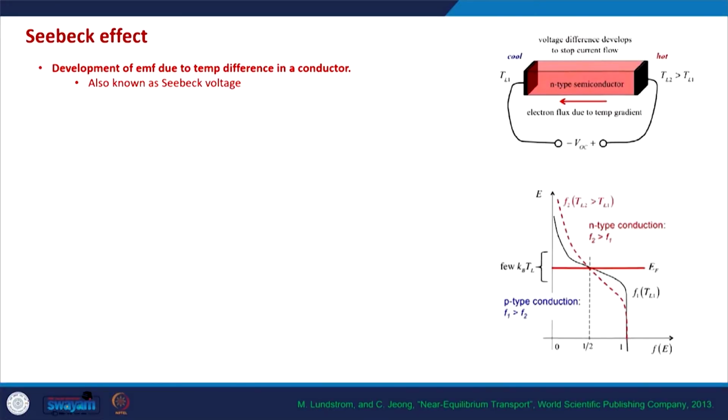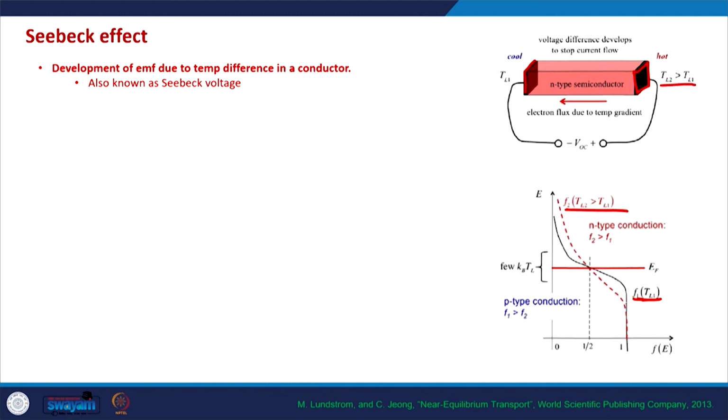and the way to understand this is just from the Fermi function, and this we have seen in other forms as well. F1 is the Fermi function at temperature TL1, and F2 is the Fermi function at temperature TL2, and TL1 is less than TL2. Let us assume that this end of the semiconductor is hot and this end of the semiconductor is cool, which means TL2 is greater than TL1.